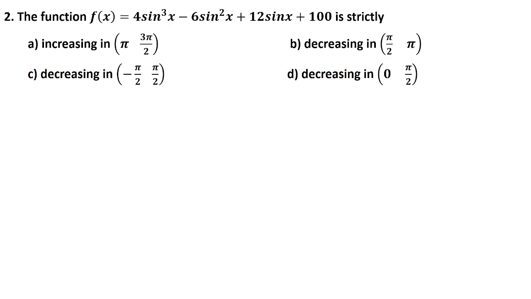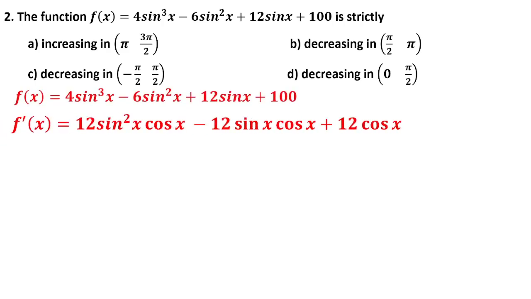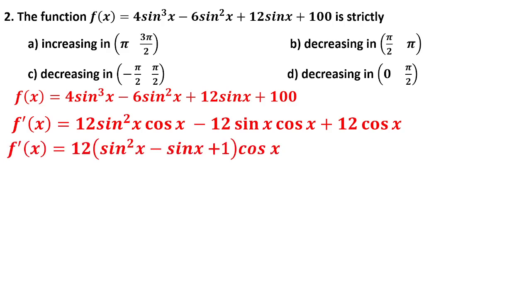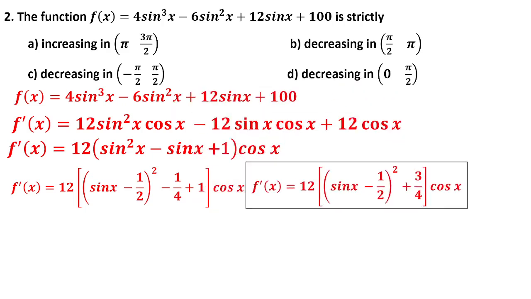Move on to question number 2. The function is given. We have to check whether it is strictly increasing or decreasing in the given interval. Let us take the function now. Find the first derivative. I am getting 12 into sin square x minus sin x plus 1 into cos x. Now this sin square x minus sin x plus 1 can be written as sin x minus half the whole square minus 1 by 4 plus 1, which is 12 into sin x minus half the whole square plus 3 by 4, into cos x.